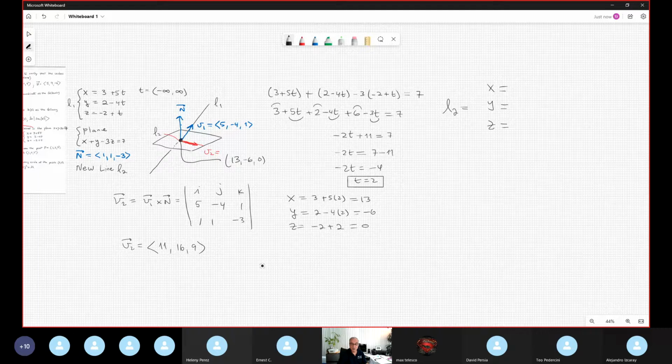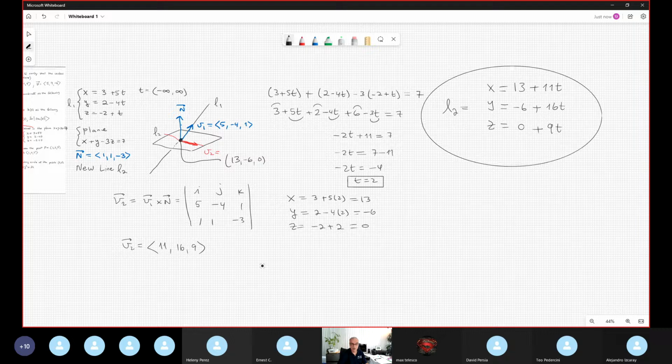The point, remember, was 13, minus 6, and 0. And the direction vector is 11, 16, and 9. Boom. Final answer. This is the parametric equation of the new line passing through the intersecting point between line 1 and the plane, and is perpendicular to both. Okay, perpendicular to, well, containing in the plane.